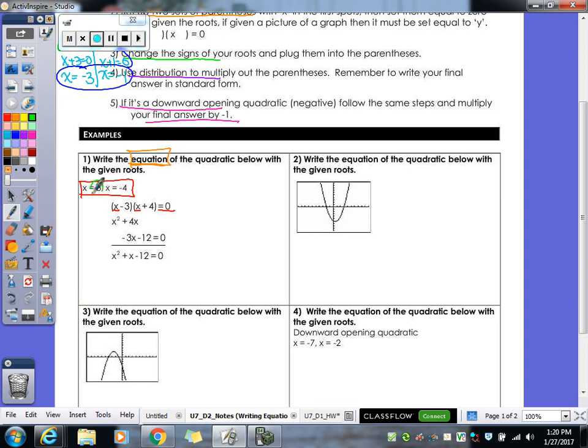So then, as I said, my +3 when I put it in there became a -3. My -4 when I put it in the parentheses becomes +4. So you got to change your signs when you put them in there and then multiply everything out. So that gave me my final answer of x squared plus x minus 12. So that was our equation for that one. Let's try the second one.